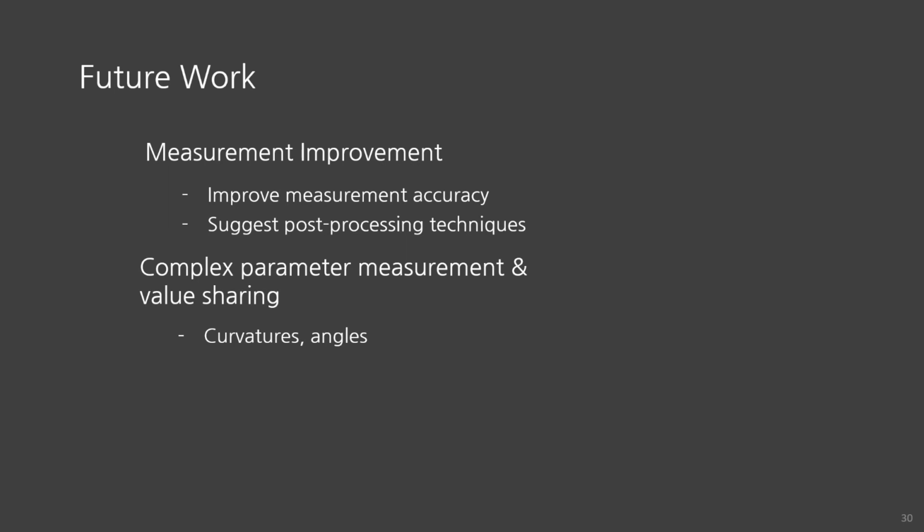Measurement could also be further improved, such as using higher resolution sensors, sensor fusion techniques to improve accuracy, or suggesting post-processing methods, such as using clamps or adding soft buffers on interacting surfaces, to give more flexibility on measurement error. With more advanced measurement methods, the system could also support more complex parameters.